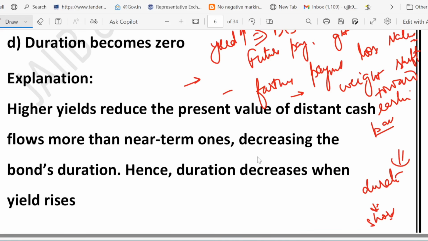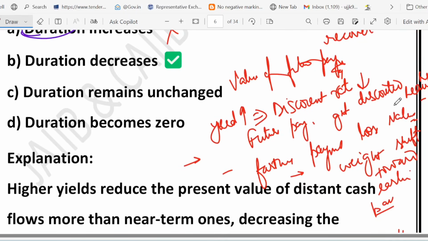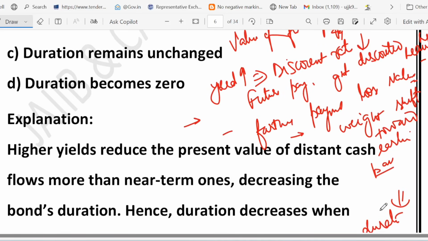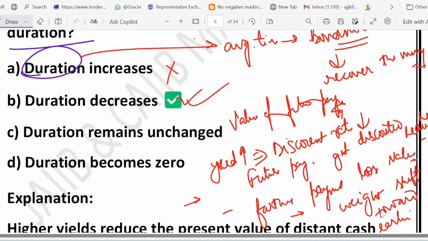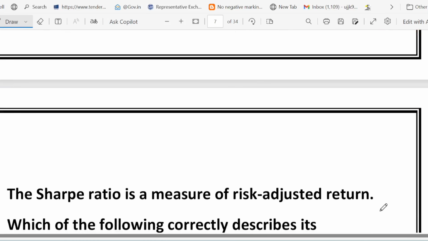Let's go through each and every option. Option A, duration increases. Wrong. It is wrong. Why? Because if the yield increases, future cash flows are worth less today. Duration actually falls because we recover value faster. Because as you can see, yield increasing, discount rate decreasing, future payments get discounted heavily, further payments lose value, weight shifts toward earlier payments, and duration decreases. Now option B says duration decreases. Exactly. Because higher yield means lower present value of the long-term payments, shorter average time to recover payment, and duration goes down. Let me give you one example to make it more clear.